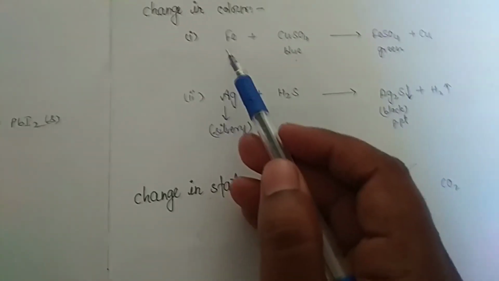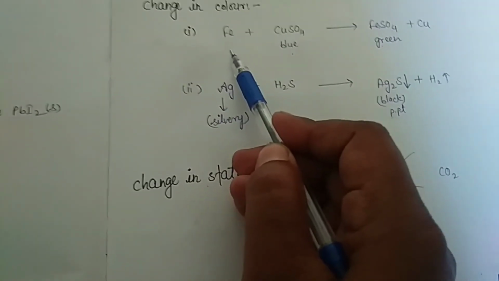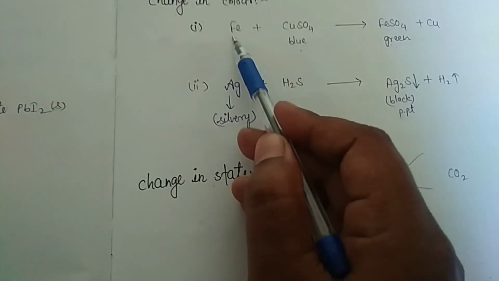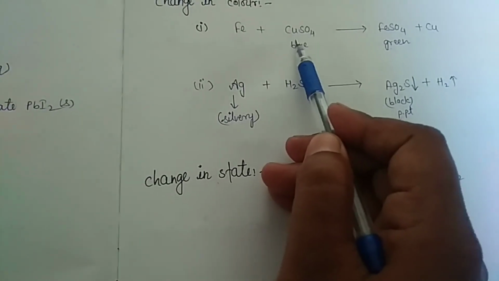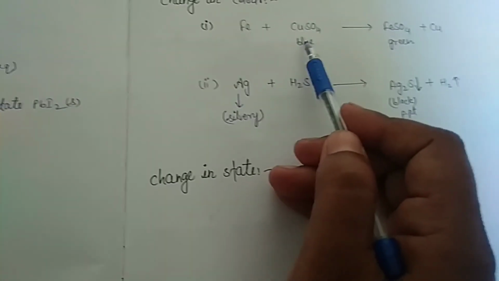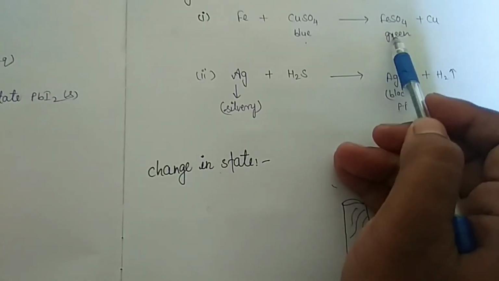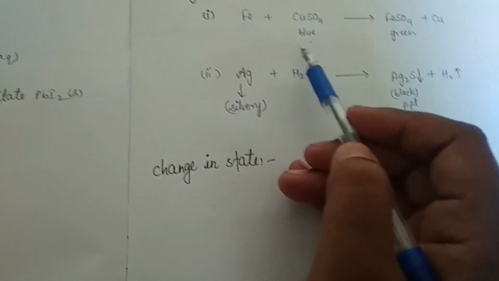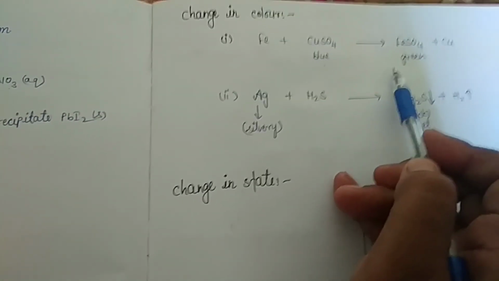Now our fourth observation is change in color. If there is a color change, children, it means a chemical reaction has taken place. For example, when iron reacts with copper sulfate, which is always found in blue color. When an iron rod is dipped in blue copper sulfate solution, due to the formation of iron sulfate, the whole solution will turn green. So there is a color change from blue to green. It means a chemical reaction has taken place.